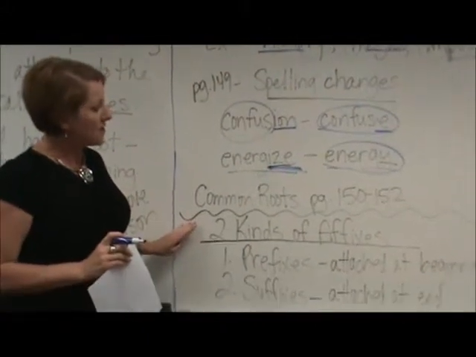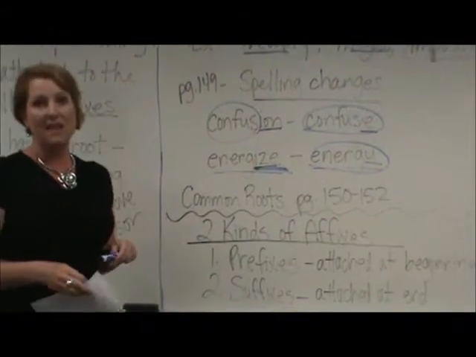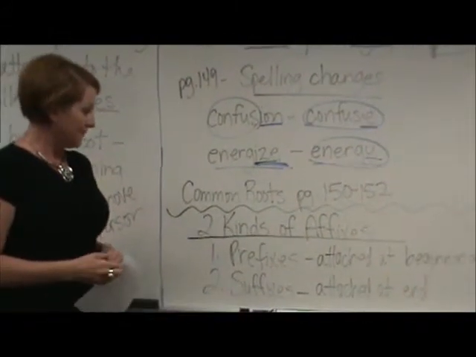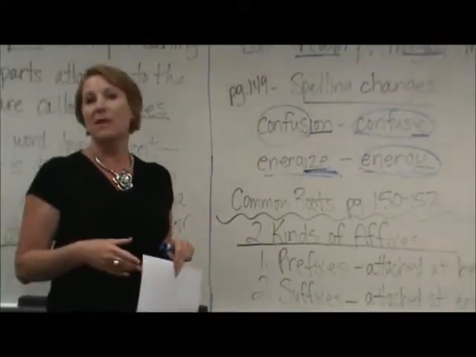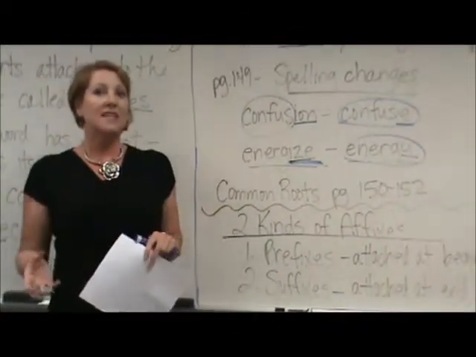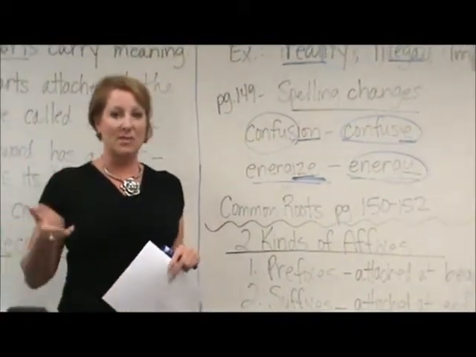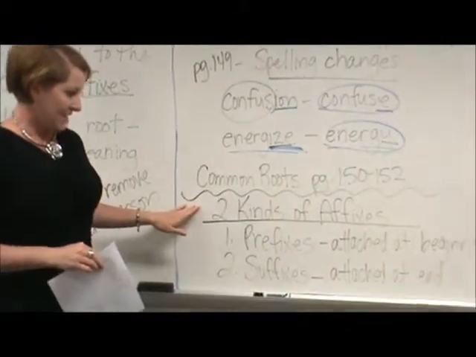Okay, on pages 150 through 152, you have boxes of common roots. So I just want you to look over those. You won't be able to memorize them all, and you don't have to memorize them all. But again, the more you read, the more you write, the more you use these, the more they'll just become part of your memory. Okay, there are two kinds of affixes.